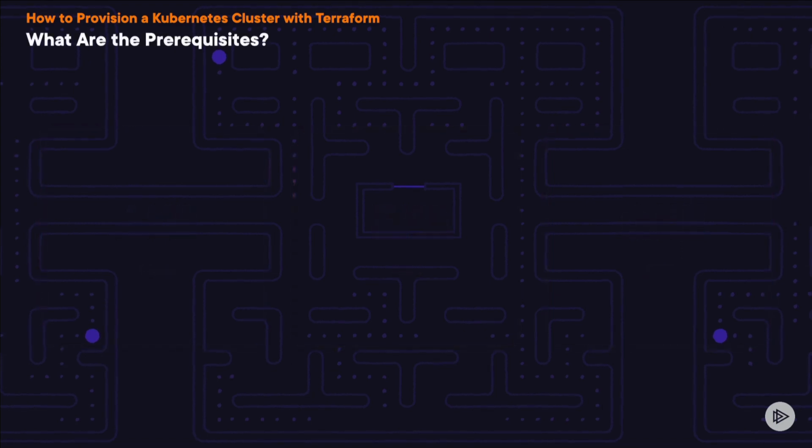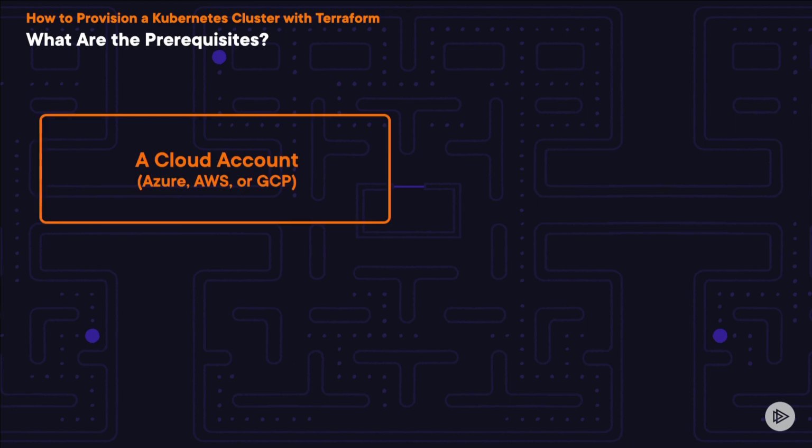Now, when provisioning our Kubernetes clusters in our cloud providers, we need to have a few things installed and configured before we can provision our resources. First up, we need an account in one of our cloud providers, whether that be Azure, AWS, or GCP, or all three.